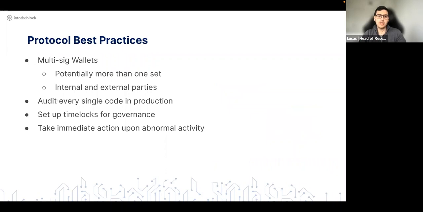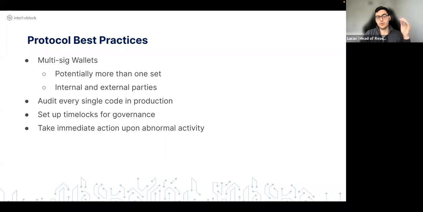For protocols, it's also important for them to use multi-sig wallets, potentially even more than one set, depending on the functionality, and have not just internal people within these, but also some highly knowledgeable external parties involved. That helps make the process sturdier and less likely to be compromised, all minimizing the risk of a central point of failure. It's important to audit every single line of code.